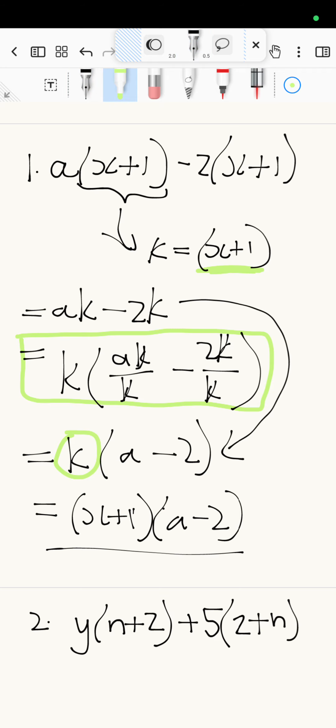If you look back at the question over here, and you can identify that the whole bracket is your common factor, you don't have to go and use k, right? We only used k so that it was easier to identify that the whole bracket is my common factor. Okay, let's go look at number 2.